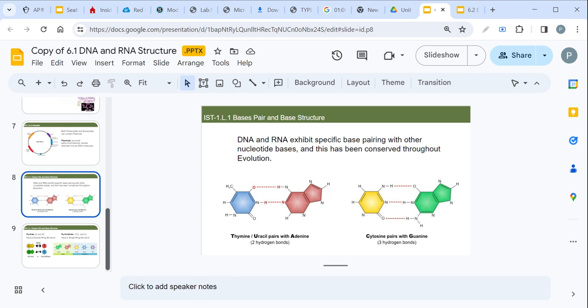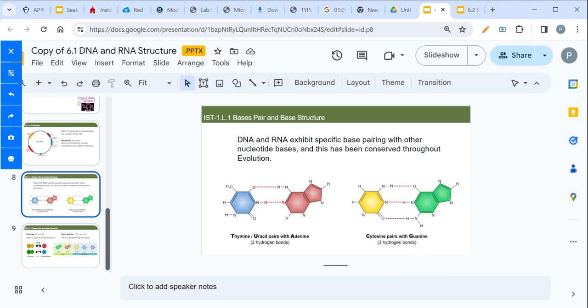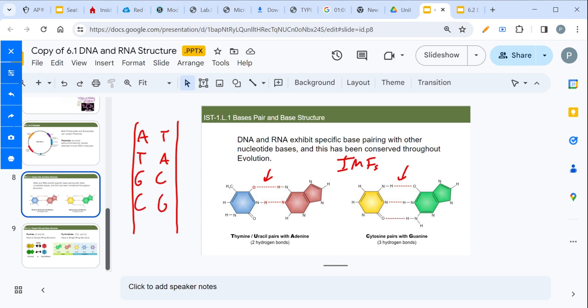This is important because of the intermolecular forces, right? Keep in mind, don't ever sleep on those IMFs, right? Because of those intermolecular forces, that allows there to be the 3 hydrogen bonds here or the 2 hydrogen bonds over here to allow them to actually pair up, right? Because if I take a look at my DNA ladder, every A pairs with a T, every T with an A, every G with a C, and a C with a G, right?